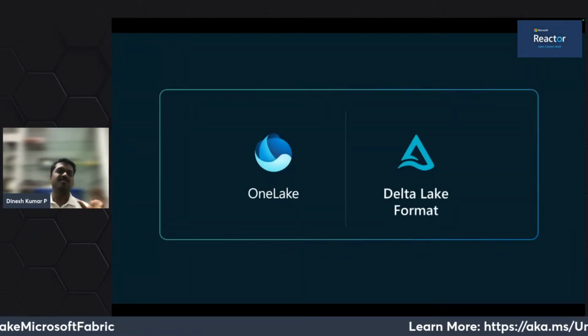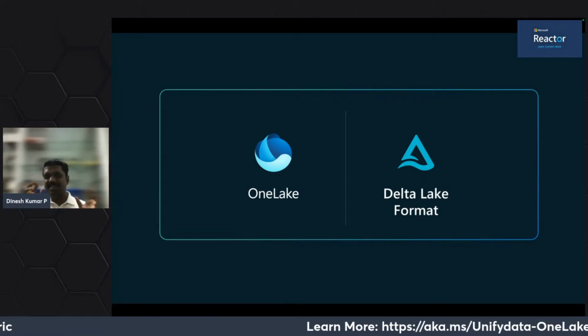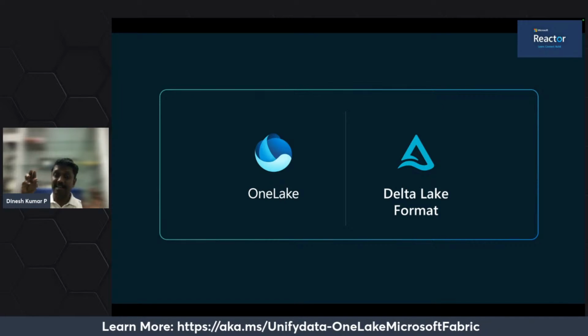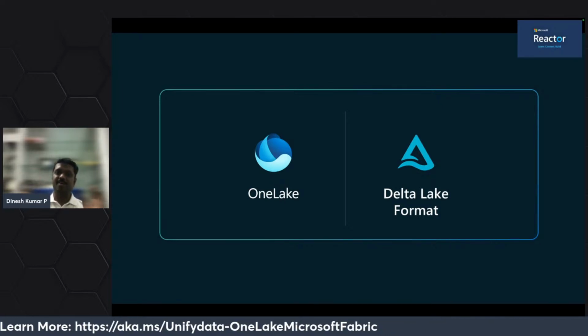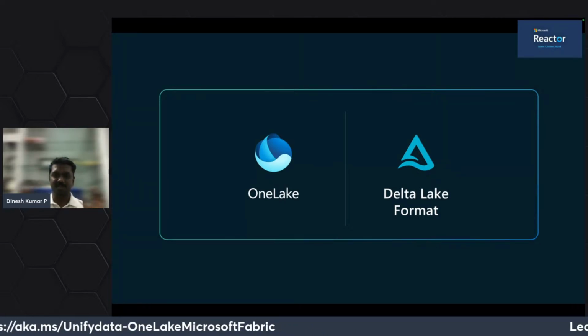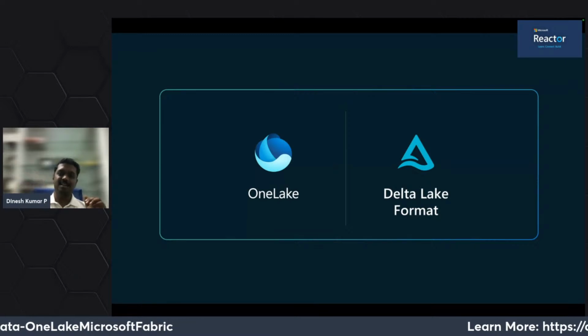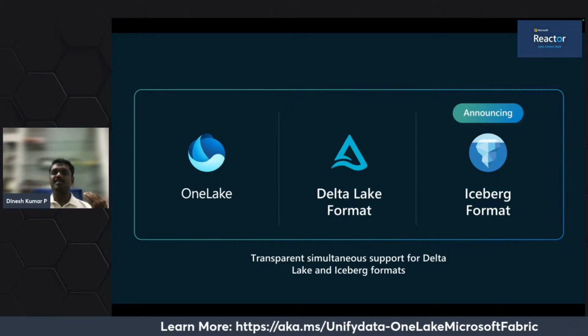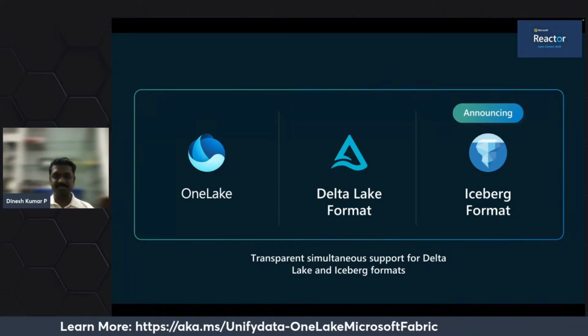So we spoke about OneLake and the Delta Lake format, right? Delta Lake is nothing but Delta tables, which are available as Parquet file format. That is what is called the Delta Lake format. Now recently, Fabric has announced that Iceberg format tables are also supported.